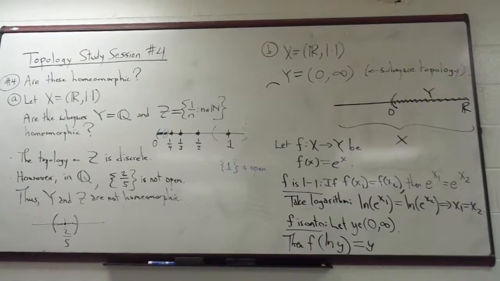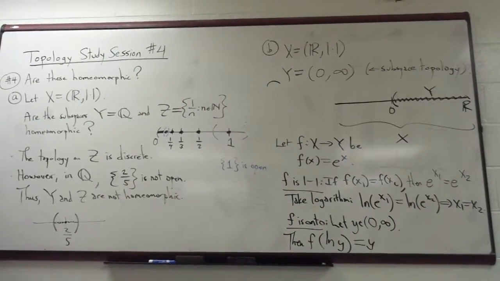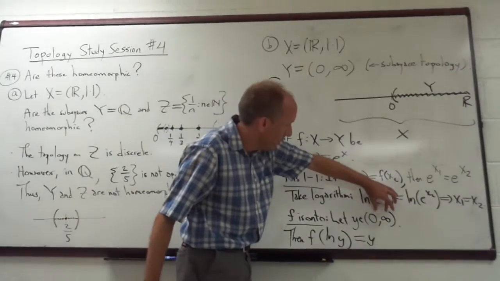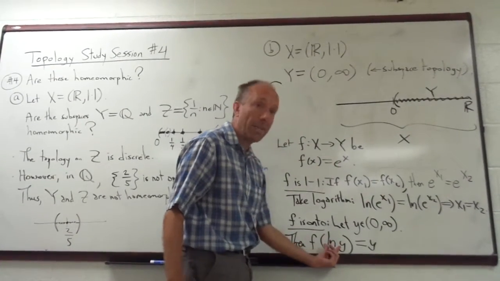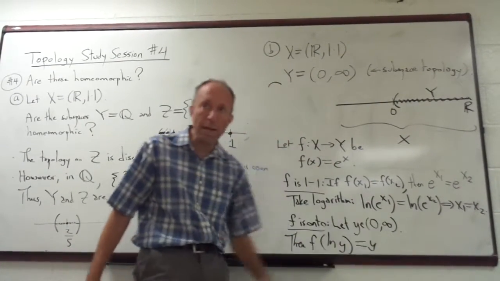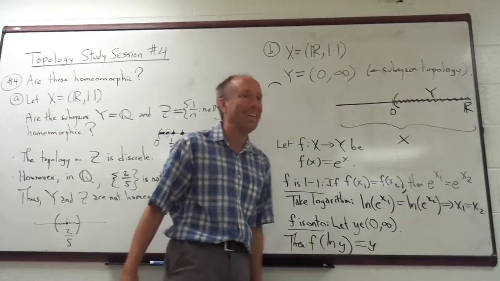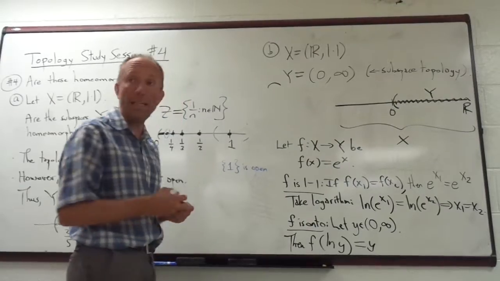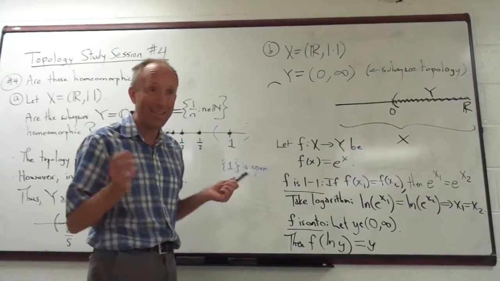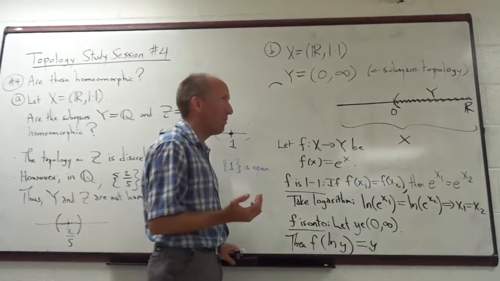Okay, great. So this function is onto: if I take any positive number, then the ln of that serves as a pre-image to that number, because e to the ln of y is just y. Okay, great. So this is at least a bijection. It's got a chance of maybe being a homeomorphism.